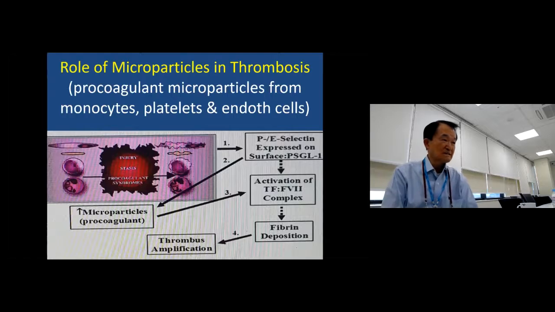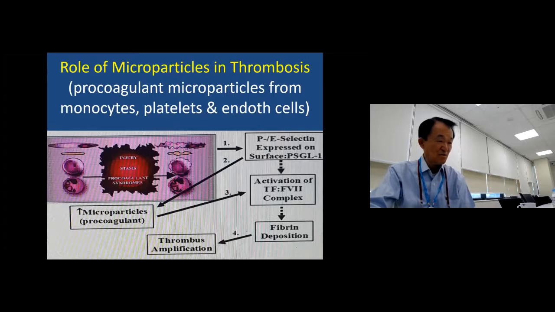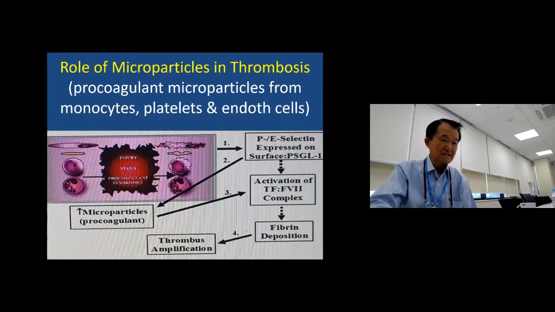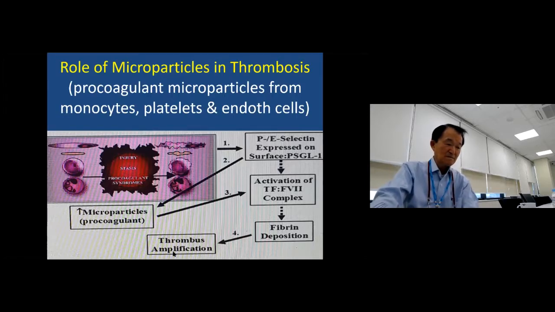So there's, again, a microparticle from monocytes, platelets, and endothelial cells. It becomes a procoagulant, increases certain selectin proteins, and activates certain clotting factors, factor 7, and eventually makes fibrin, and then thrombosis becomes amplified.